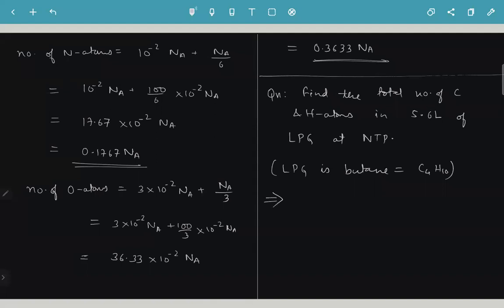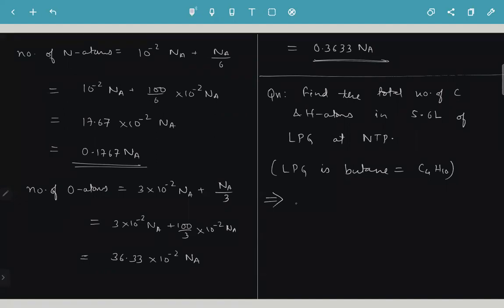LPG, liquefied petroleum gas. The chemical composition of LPG is C4H10, butane. So at NTP, its volume is 5.6 liters. From the volume of LPG, we have to find out the number of carbon and hydrogen atoms present. How will we calculate the number of atoms from the volume? We'll divide the volume by 22.4 to get the number of moles. We'll multiply number of moles by Avogadro's number to get the number of molecules. And then we'll multiply by atomicity to get the number of atoms.